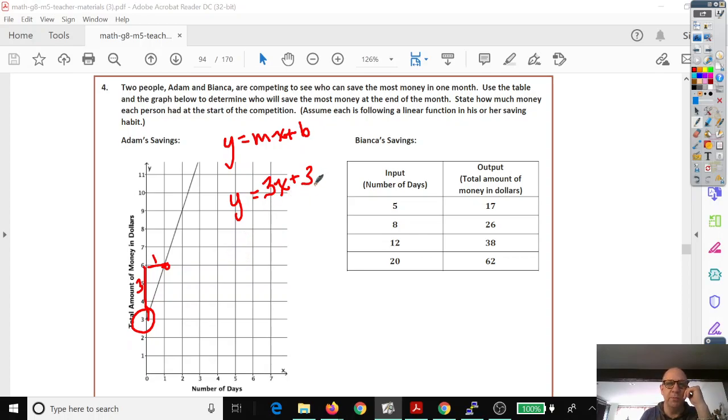So what does this mean? It means at the start of the month, Adam had $3 in his bank account or wherever, in his piggy bank, and he's making $3 per day.